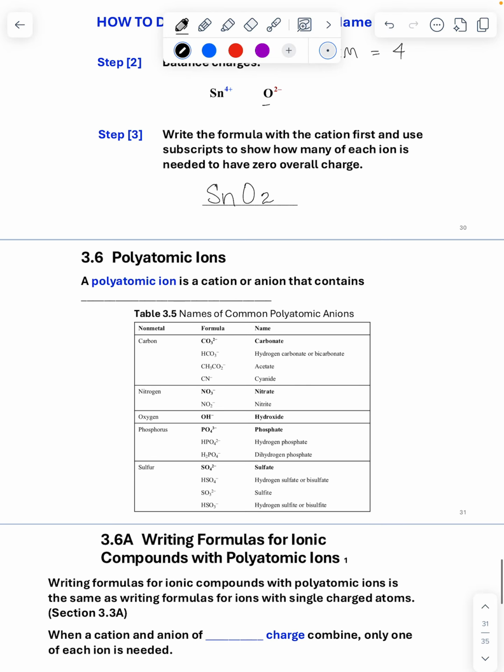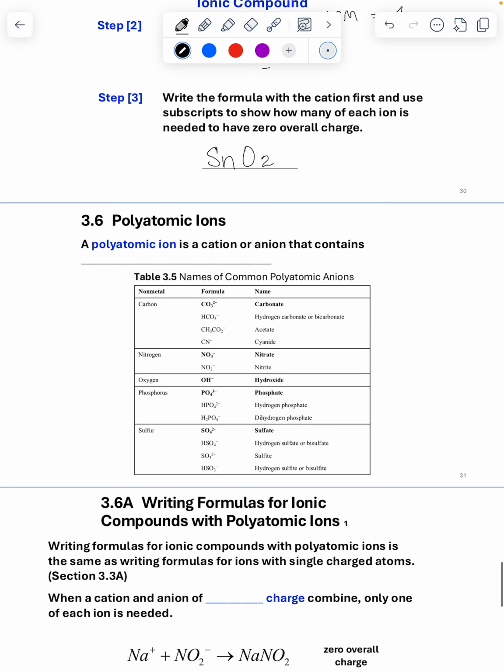All right, our next thing to talk about is something called polyatomic ions. And so a polyatomic ion is a cation or an anion that contains more than one atom.